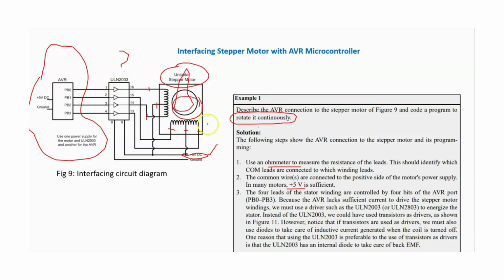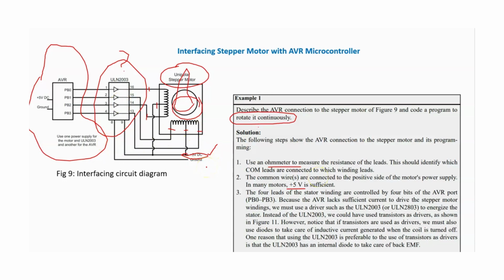So that is another solution, to use transistors and diodes, whereas in this IC both requirements are satisfied. Internally there are transistors as well as diodes. So we can use either this IC or transistors and diodes. In this way, our circuit is now complete.